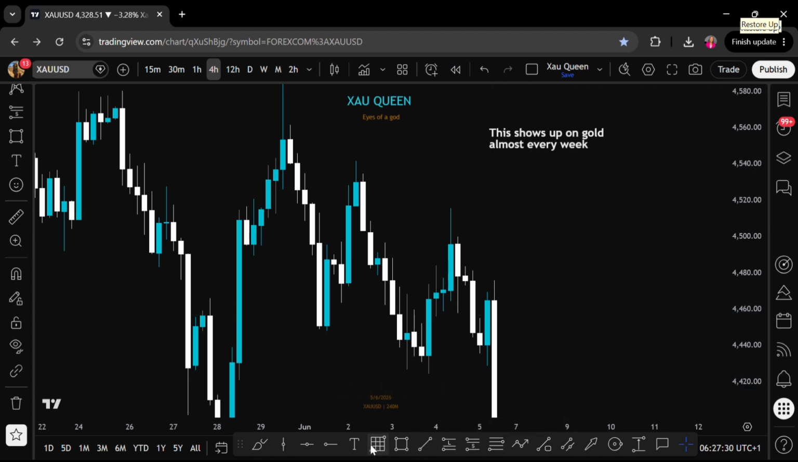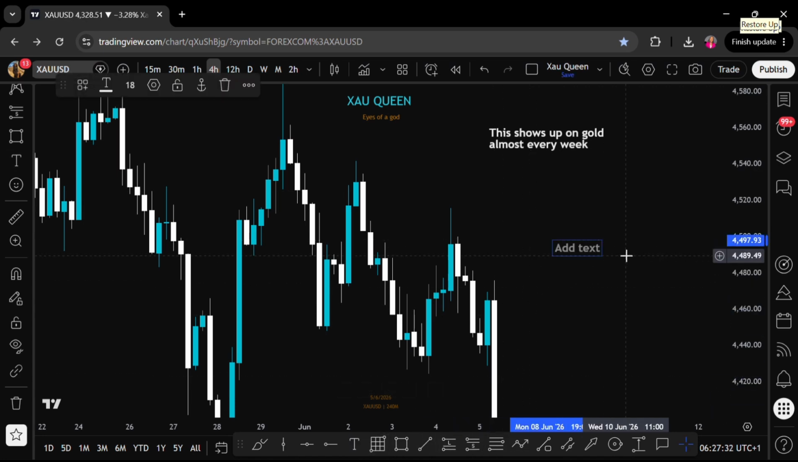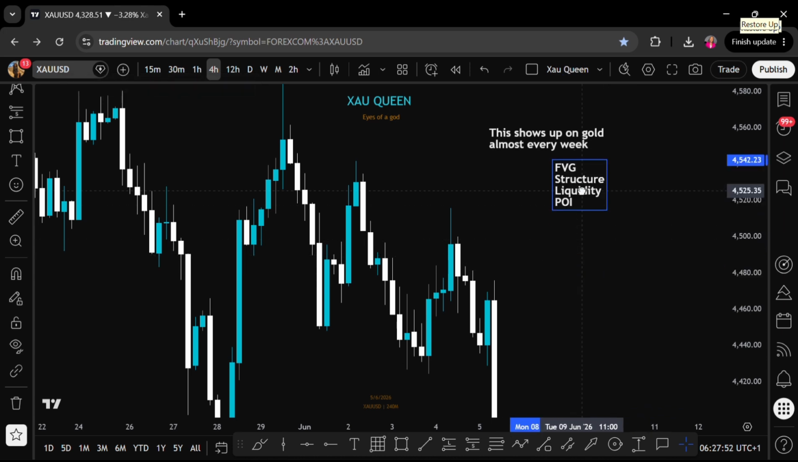So in this strategy, what will we be needing? We'll need just 4 things. We'll need FVG, we'll need structure, we'll need liquidity, and we'll need POI. So these are the 4 things you need.